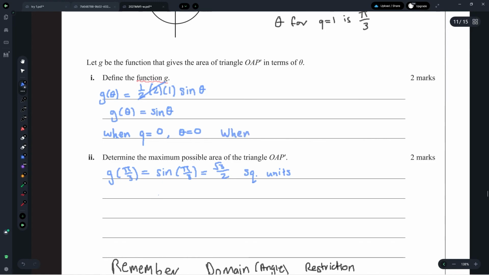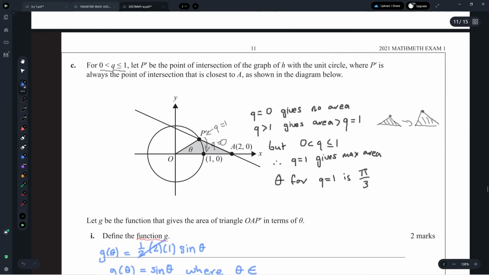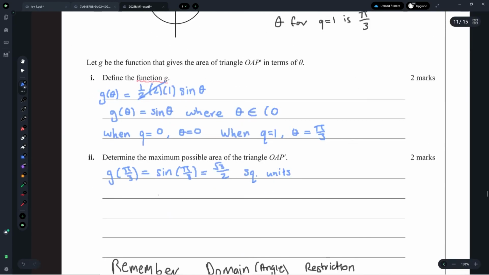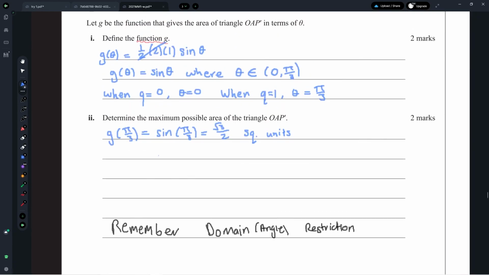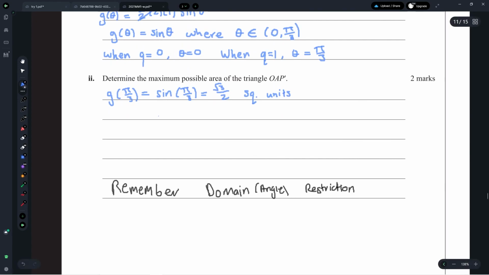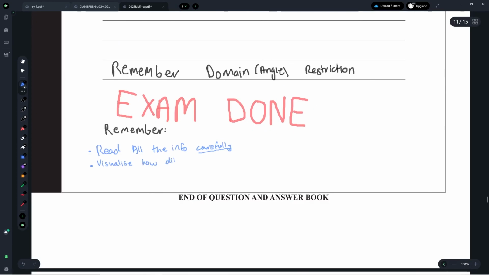And now I'm going back and I'm putting in what the theta domain is, what the angle domain is, because we know what the Q domain is, and we know what the values of theta are when Q equals its max and min values in correspondence to the domain. And that's the end of the exam.